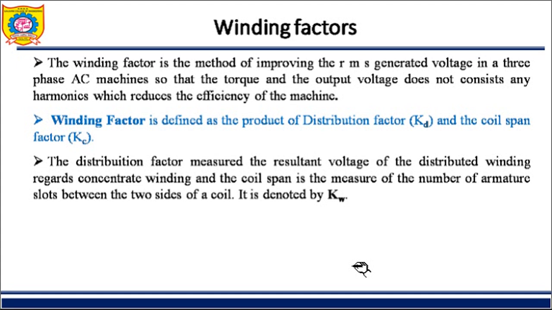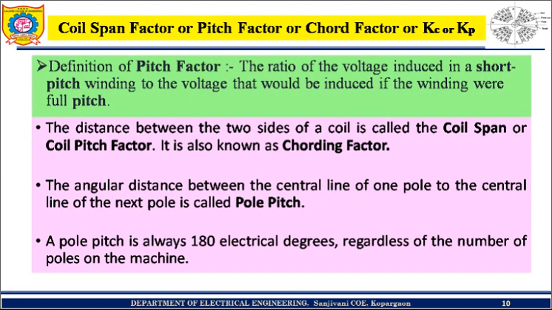In between these two, how many slots are there? That is going to be counted. So on the basis of this, we are going towards the factor. Now again see the name: coil span factor, or pitch factor, or chord factor, Kc, capital K suffix C, or capital K suffix P. So we are going to define it. Pitch factor is defined as the ratio of the voltage induced in a short pitch winding to the voltage that would be induced if the windings are full pitch.